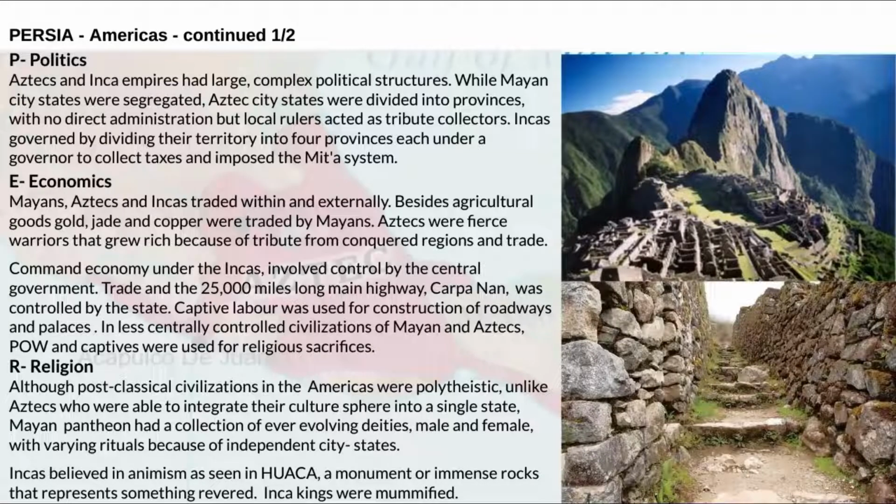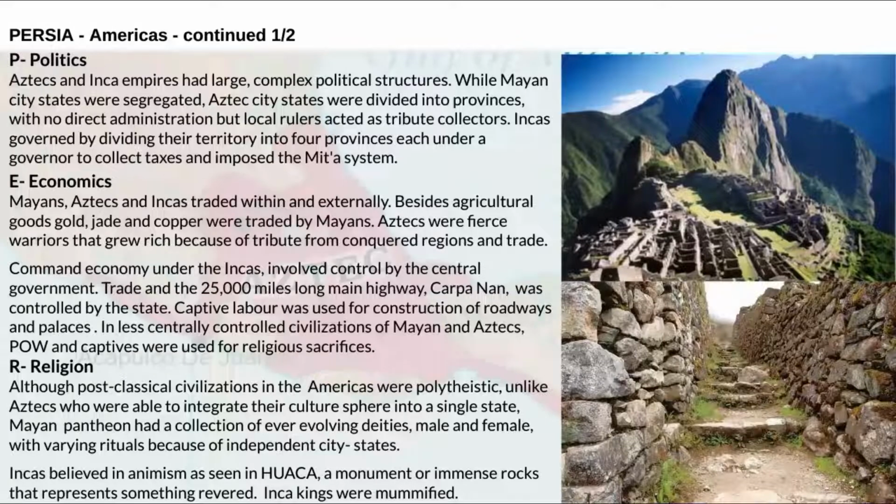Besides agricultural goods, gold, jade, and copper were traded by the Mayans. Aztecs were fierce warriors which grew rich because of tribute from conquered regions and trade. Command economy under the Incas involved control by the central government. Trade and the 25,000-mile-long highway, also called the Capac Nan, was controlled by the state. Captive labor was used for construction of roadways and palaces. In less centrally controlled civilizations of Mayan and Aztec regions, prisoners of war and captives were used for religious sacrifices.